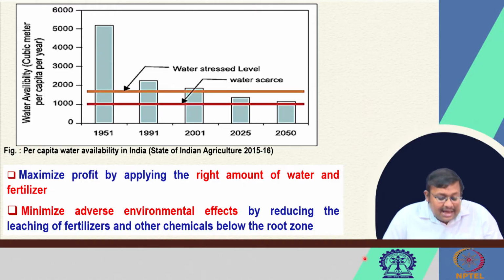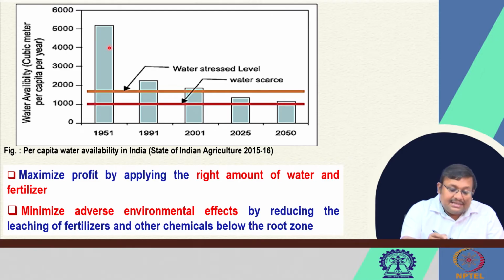Now, if we see the scenario of per capita water availability in India, we will see that starting from 1951, where our per capita water availability was quite high, there is a gradual decline, and you can see by 2050 it will basically reach towards this red line or threshold of water scarcity. Right now, we belong to this zone, somewhat in between water stress level and water scarcity. However, we are fast approaching towards water scarcity, and by 2050 we will be reaching the water scarcity threshold.